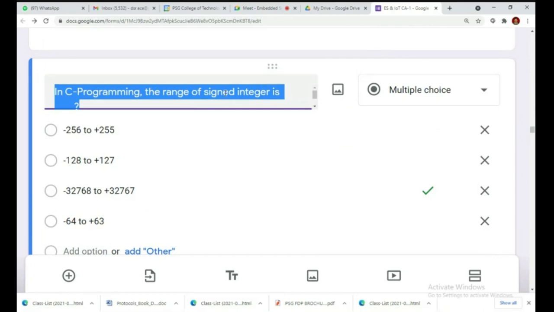One half of the numbers is used for positive numbers, and the other half for negative numbers, because the most significant bit is used as a sign bit. For one half, the most significant bit is 0. For the other half, the most significant bit is 1. When the most significant bit is 1, it is called a negative number. When it is 0, it is called a positive number. Hence, the range of a 16-bit signed integer, minus 32,768 to plus 32,767, is the right answer.